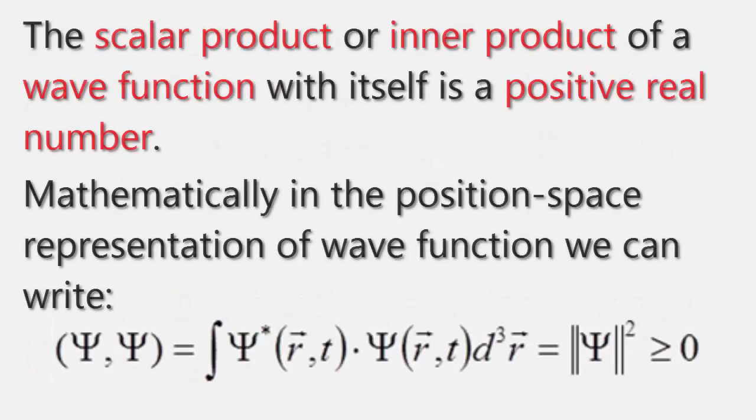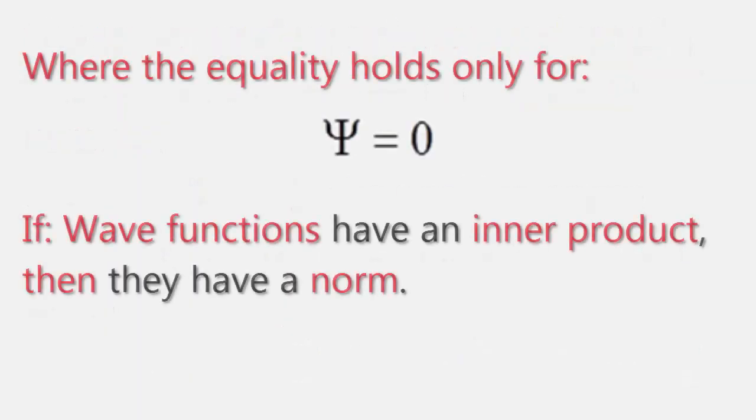The scalar product or inner product of a wave function with itself is a positive real number. Mathematically, in the position space representation of wave function we can write ⟨ψ|ψ⟩ equals the integration of ψ*(r, t) times ψ(r, t) over space, is greater than or equal to 0, where the equality holds only for ψ equals 0. If wave functions have an inner product, then they have a norm.